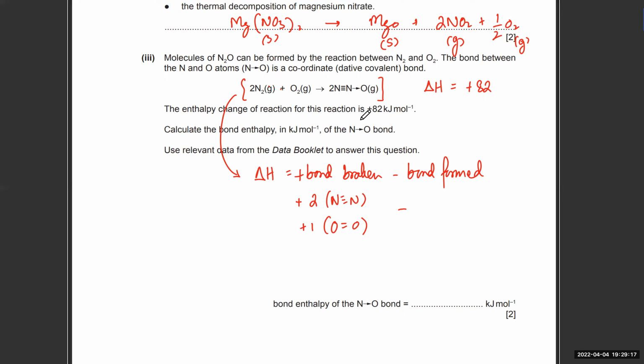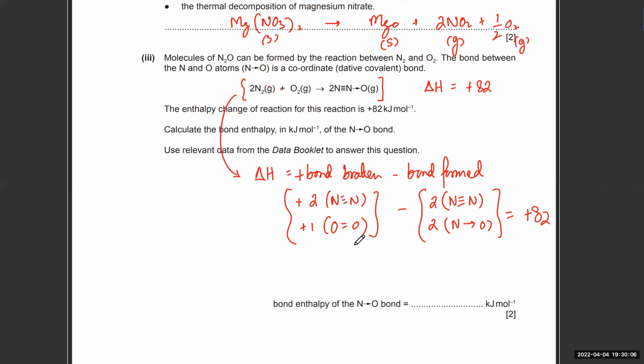And minus bonds formed. How many bonds are getting formed? You're forming two N triple bond N's. And there is one NO dative bond, and that is what you're looking for. There are actually two NO dative bonds. So two NO dative bonds are also being formed. And the overall, if you sum up all of this, the overall thing must come out to be equal to plus 82, because they've already told you what the enthalpy of the reaction is. So it should come out to be plus 82.